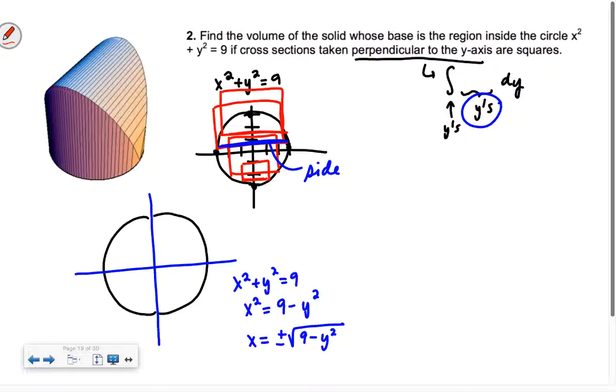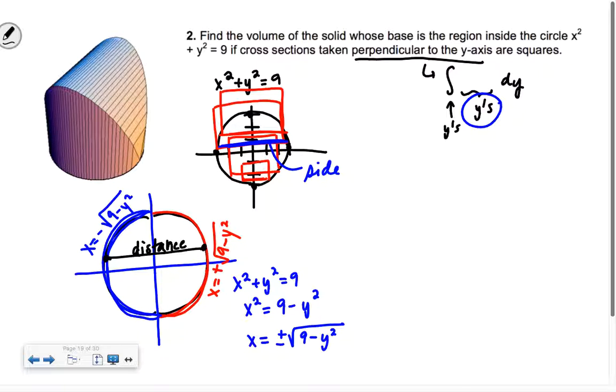So on the right side of the curve, this is the equation, x equals positive square root of 9 minus y squared. But on the left side of the curve, do you guys see the difference? That's equal to negative, right? Negative x values. Okay, so we have two separate equations. So then what is the distance between them? If I want to come up with this distance? 2 times 9 minus y squared.